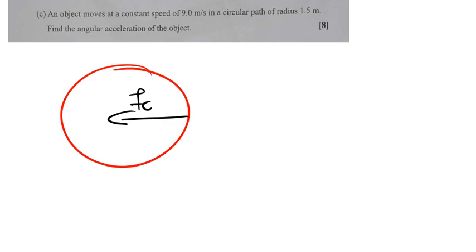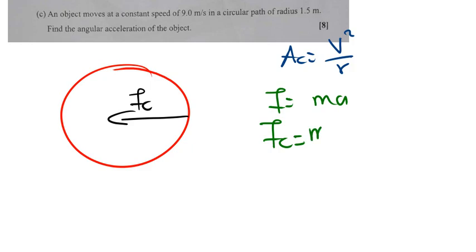Most important thing you need to understand is that centripetal acceleration is given by v squared divided by r. Therefore, we can conclude that the force, according to Newton's second law, is equal to mass times acceleration. So if force is equal to mass times acceleration, then the centripetal force will be equal to the mass times centripetal acceleration.